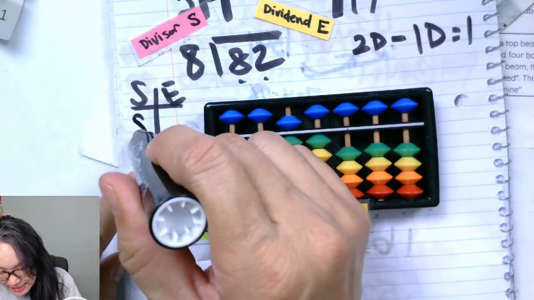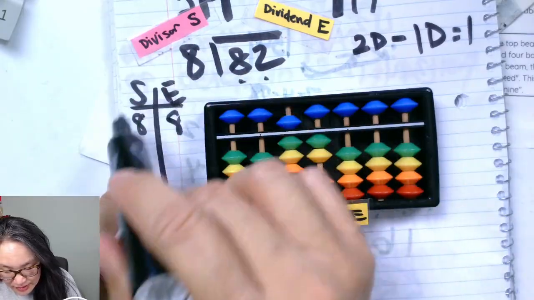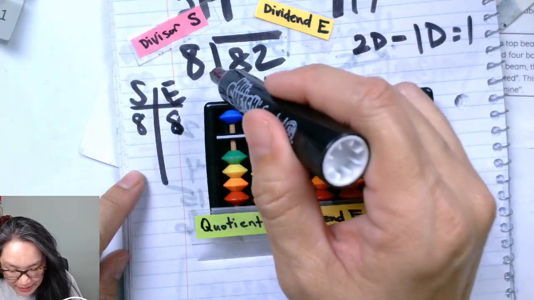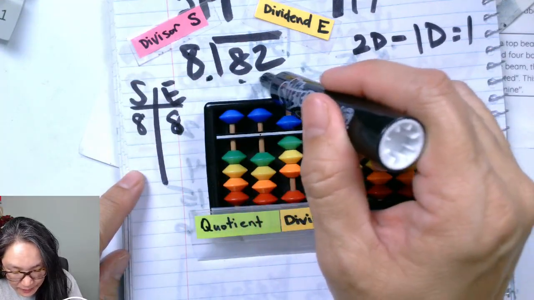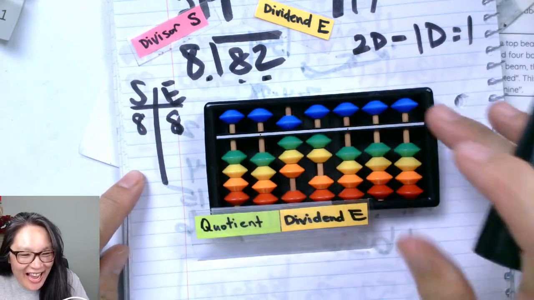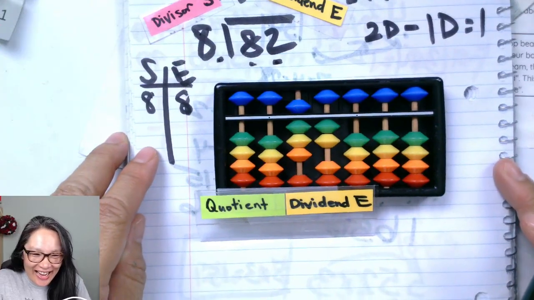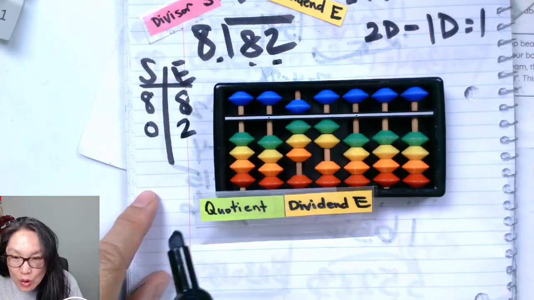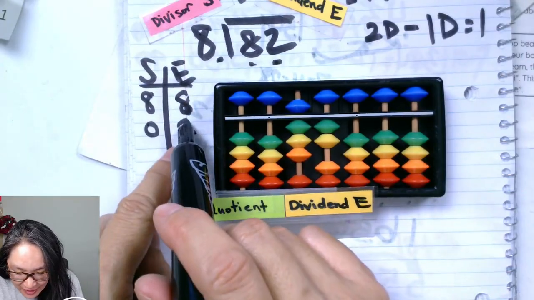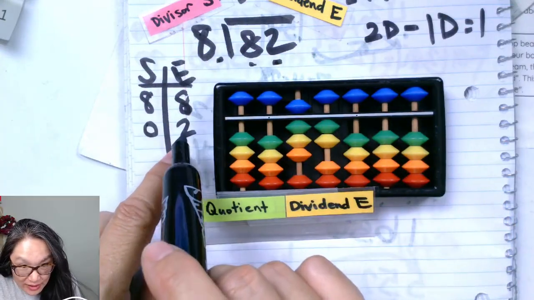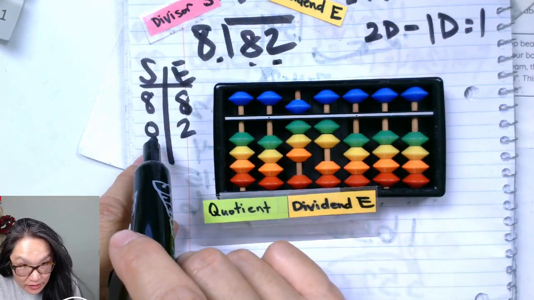My divisor is 8 and my dividend is 8. They are the same, so what does that mean? I got to go to the next column, which is a 0 and a 2. So we have a 0 and a 2. Who is bigger? The E or the S? The dividend or the divisor?